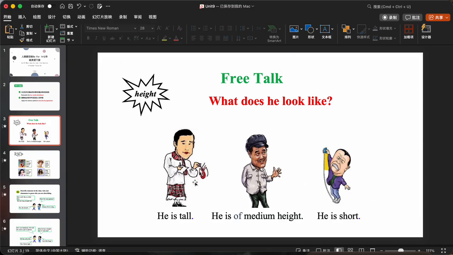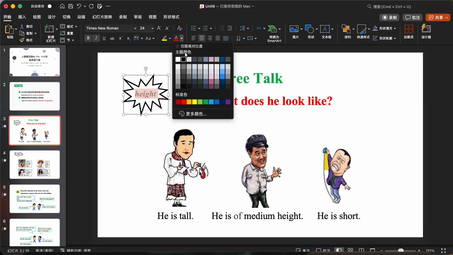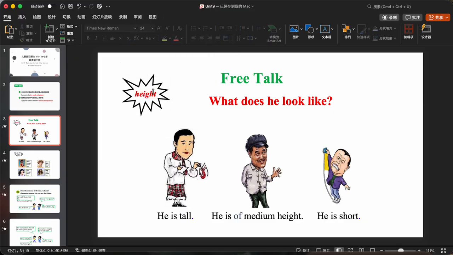You know, I show the 3 cartoon characters. But first, I want to give a topic about the height. So here I'm going to use a different color to mark it because I want students to talk about the height. You can see here are 3 different heights: the tall, the medium, and the short one.